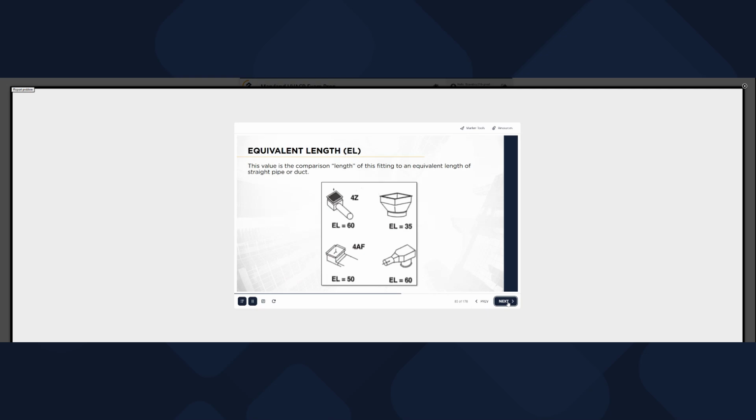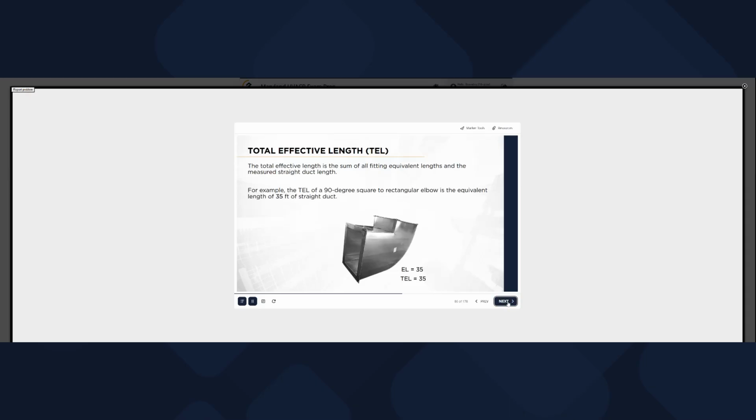Equivalent length, or EL, is the value of the comparison length of this fitting to an equivalent length of straight pipe or duct. It accounts for static pressure lost in a fitting that would be comparable to a length of straight duct. The total effective length, TEL, is the sum of all fitting equivalent lengths and the measured straight duct length. For example, the total effective length of a 90-degree square to rectangular elbow is the equivalent length of 35 feet of straight duct.